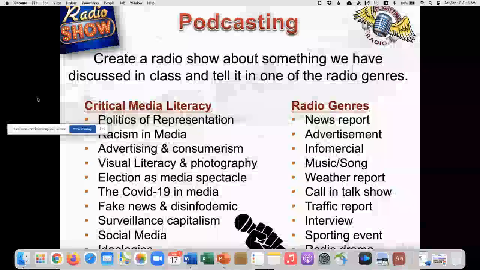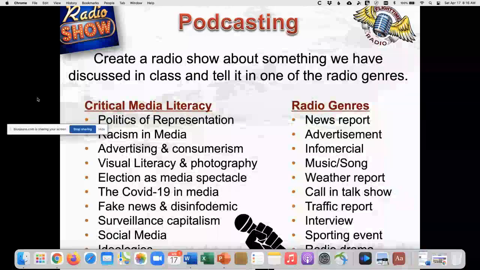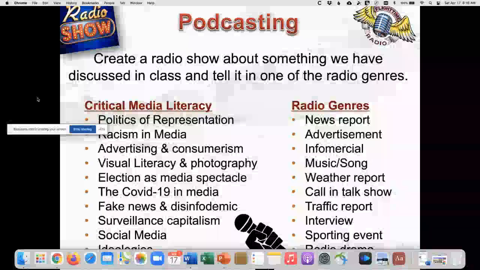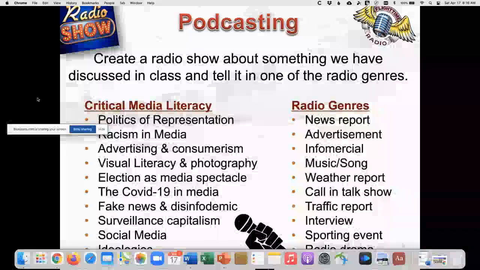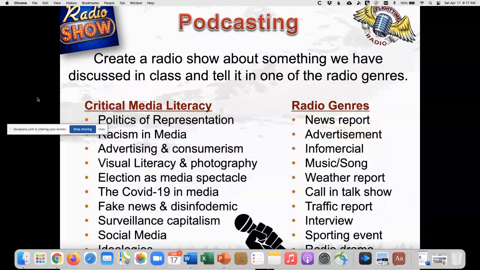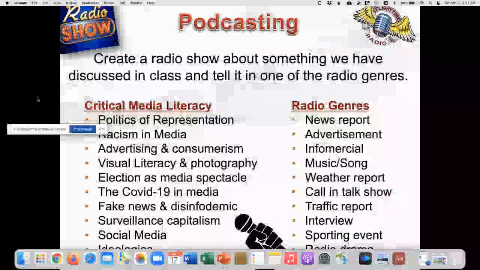So what I often do is have my students think about what are the concepts and ideas that we're studying. So here on the left, you see when we were talking about critical media literacy, we were looking at what are the different aspects of critical media literacy that we've been addressing in class. And then on the right, I list a bunch of different genres of radio. There's news reports, advertisements, infomercials, music, weather reports, call and talk shows, traffic reports, all of these different ways that stories are told through the radio.